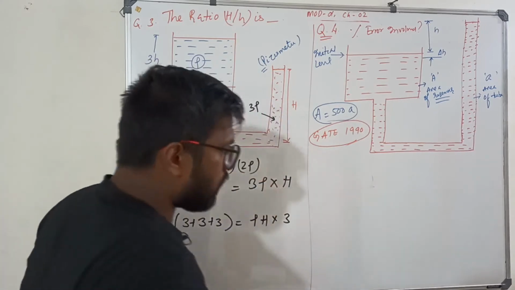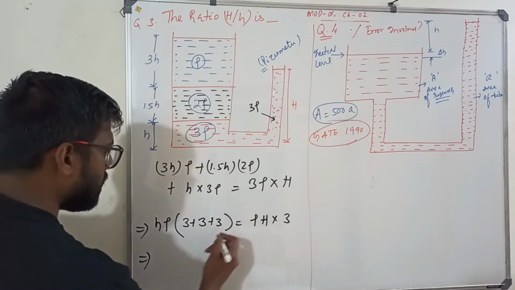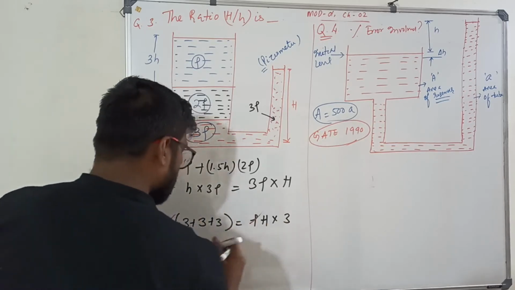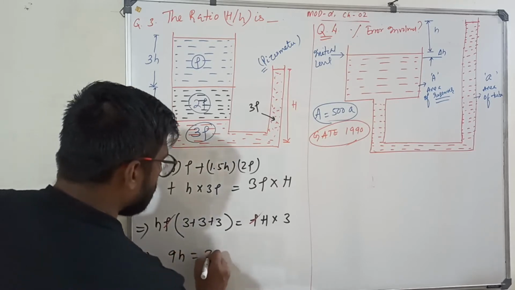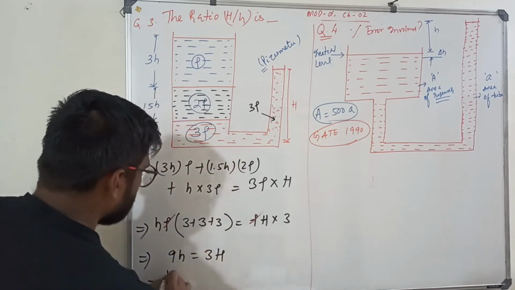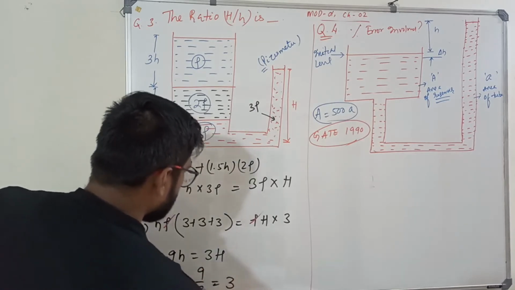So what do they want? They want capital H by small h. I am just cancelling rho and rho here. So what you got? 3 plus 3 plus 3, that is 9h, equal to 3H. So what is the ratio of capital H by small h? 9 by 3, that is 3, is your answer.